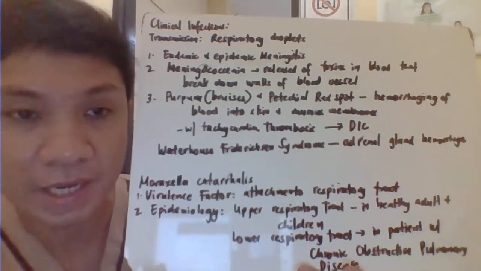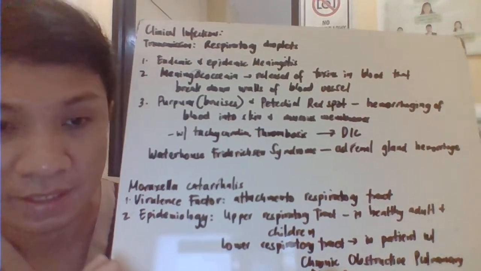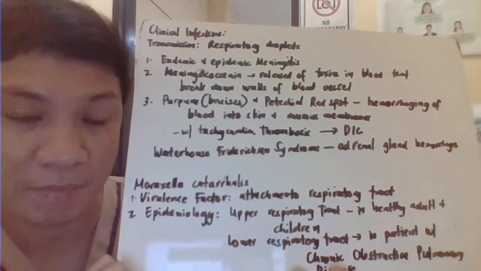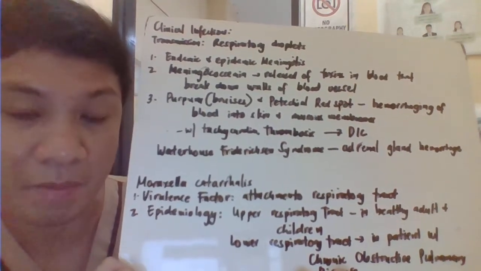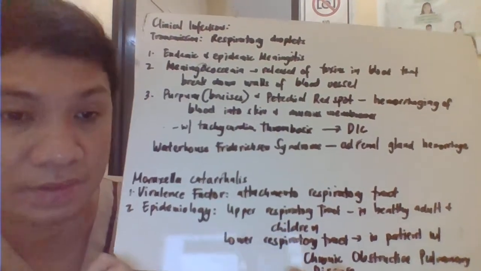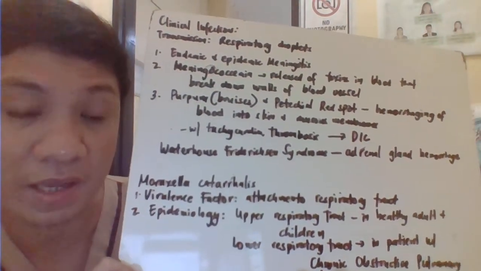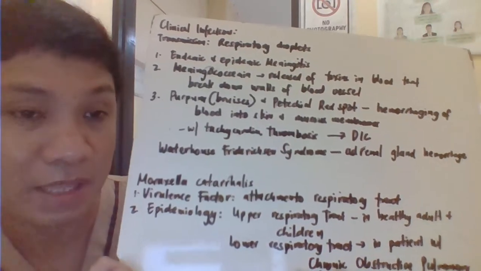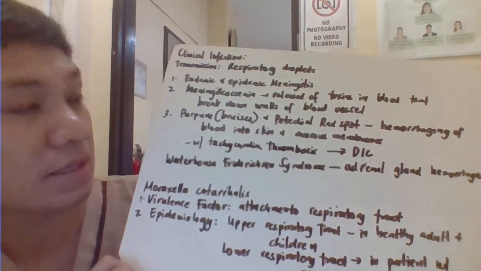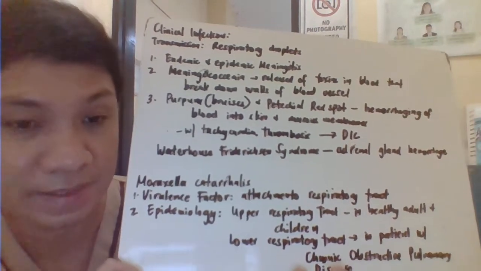Okay, then we have the clinical infection caused by Neisseria meningitidis. This one tries to cause meningitis and meningococcemia, and can be transmitted primarily by respiratory droplets. So number one, it causes endemic and epidemic meningitis. It also causes meningococcemia or sepsis.